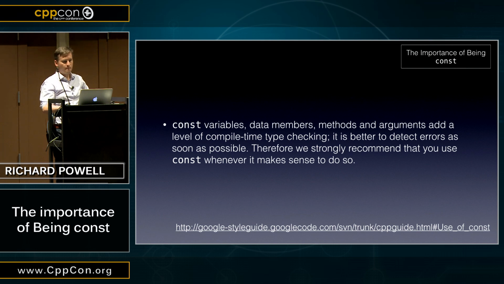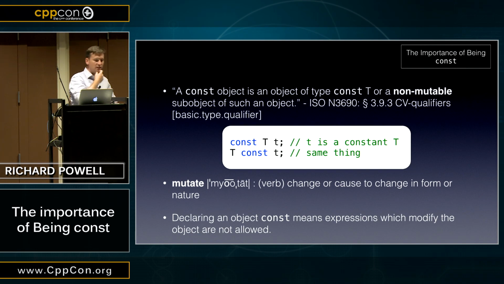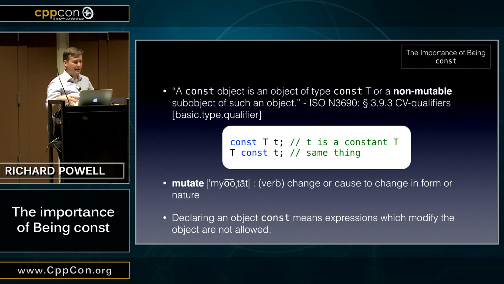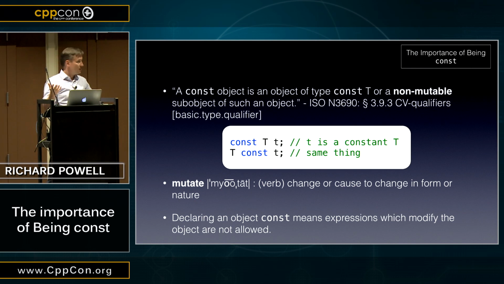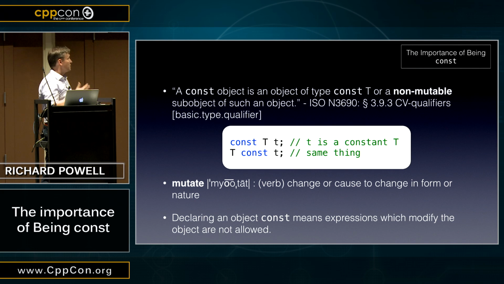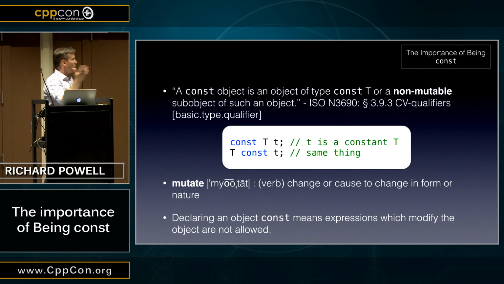Well, what is const? So if we look into the standard and you read what const does, it says a const object is an object of type const T, or a non-mutable sub-object of such a type. And that's a rather opaque statement, but let's break it down. After that statement, it actually has two examples of how you would use it. You get const T, or T const. And they say that these are the same thing.